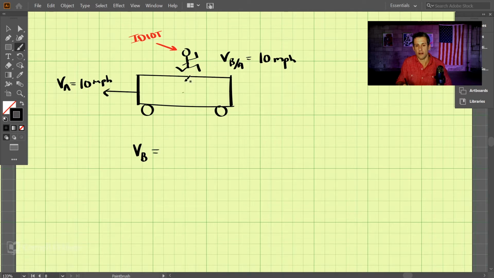the velocity of this person, B, is the velocity of A plus the velocity of B with respect to A. So here we have VA, which we can call negative 10, since it's to the left, the negative x direction. And then we have the velocity of B with respect to A, 10 miles an hour positive, all right? And that is equal to 0. So from an observer on the ground, it appears that the person's not moving at all, right? A 0 mile an hour velocity.